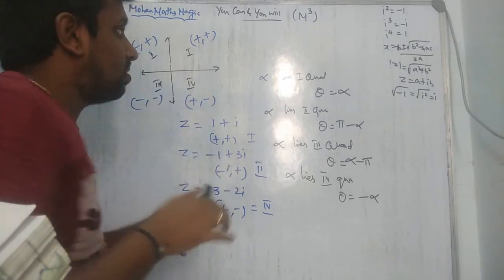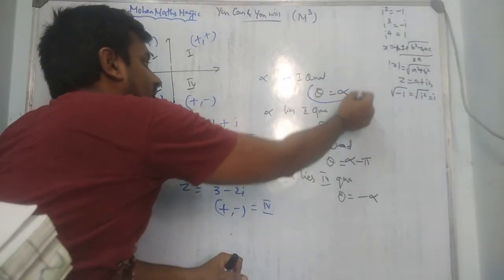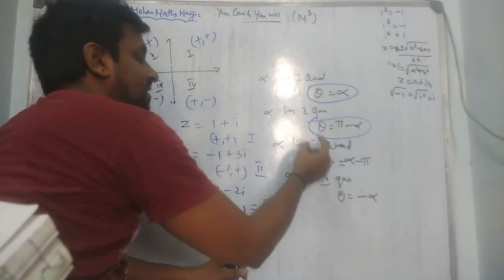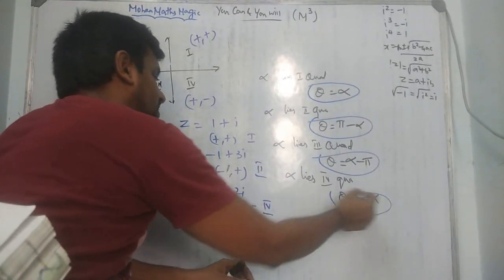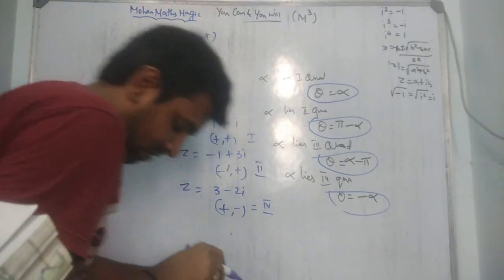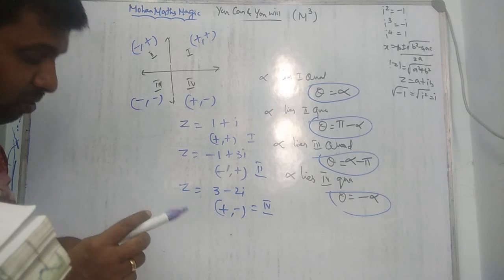Okay, so I repeat one more time. I will circle it. If the alpha lies in the first quadrant, theta equal to alpha. Second quadrant, theta equal to pi minus alpha. Third quadrant, theta equal to alpha minus pi. Fourth quadrant, theta equal to minus alpha. Now I will move on to the first sum. How to find out the modulus, argument, and polar form.